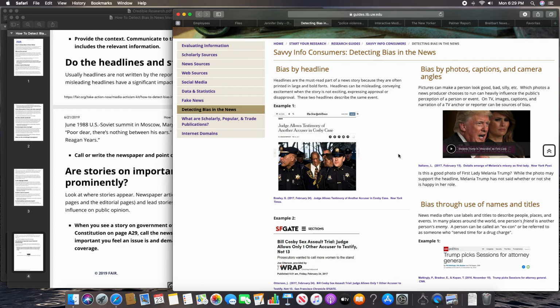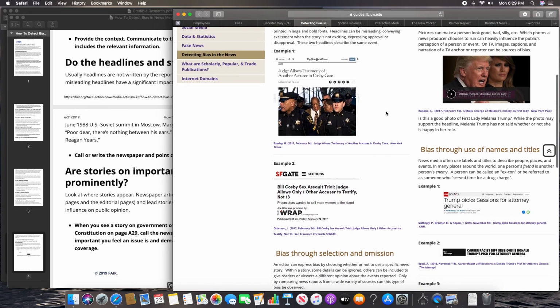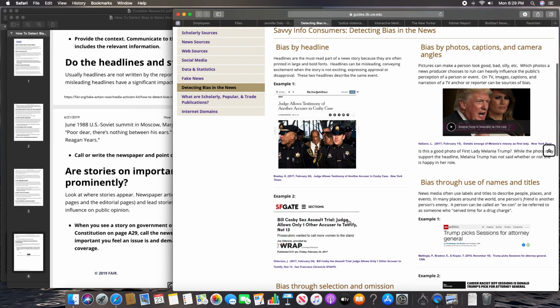Let's take a peek at these two right here, right? So we have "Judge allows testimony of another accuser in Cosby case" versus "Bill Cosby sex assault trial: Judge allows only one other accuser to testify, not 13. Prosecutors wanted to call more women to the stand." Lots more information in this second one here, but look at this loaded language, okay?